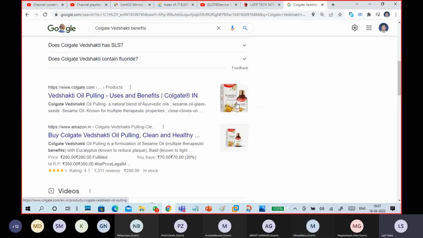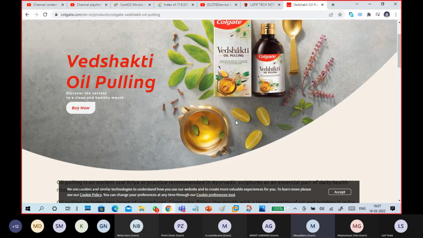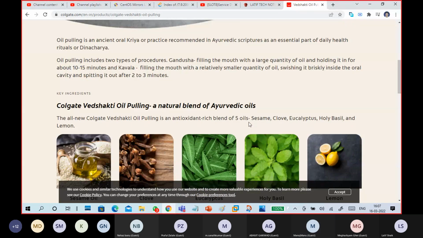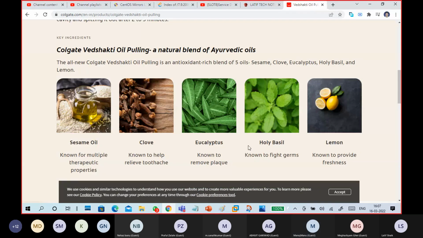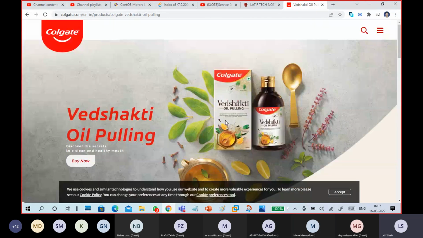Your friend, oil pulling. No, sir, continue. Yeah, you can make a biryani. See, this smile is there, clove is there, lemon is there. So what is the other thing? You can put a paste and this oil, then it becomes biryani.